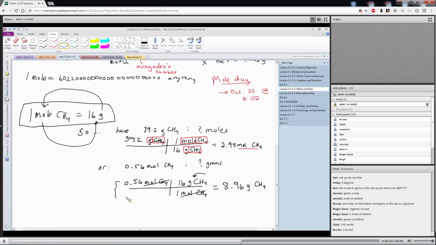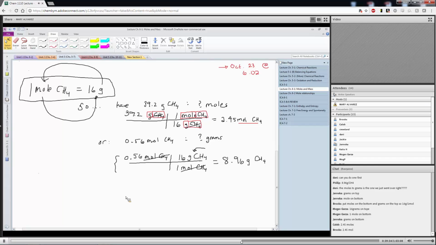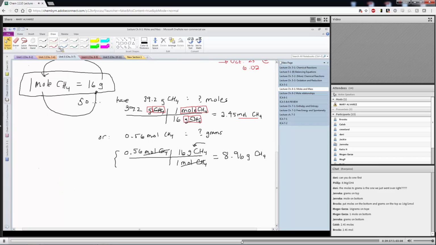Okay. Let's say, for instance, I have, say, 0.295 grams of C6H12O6. And I want to know how many moles is that? What's the first thing I'm going to need to do to be able to answer this question?